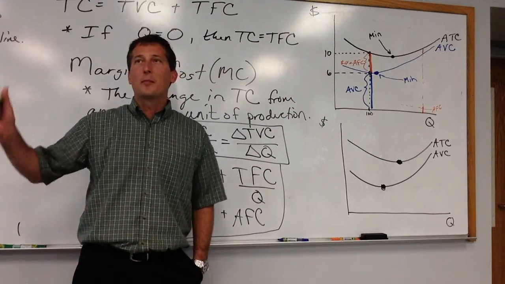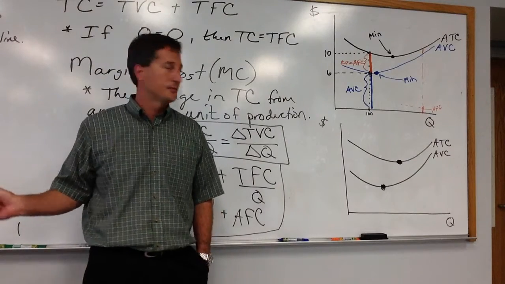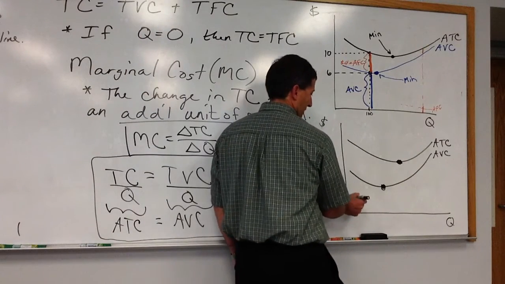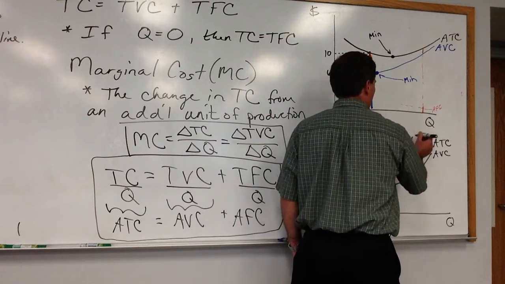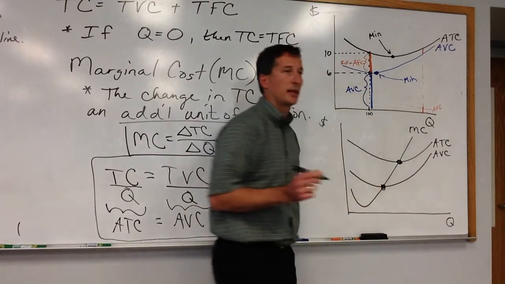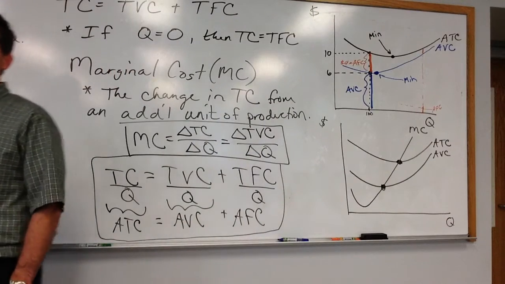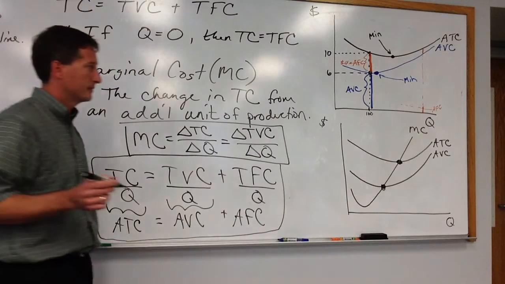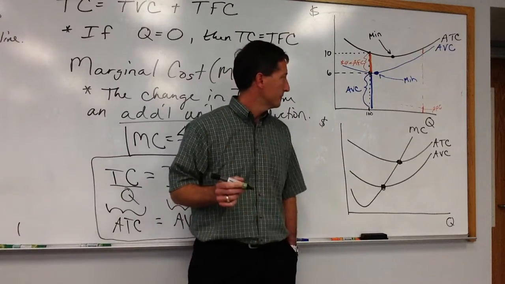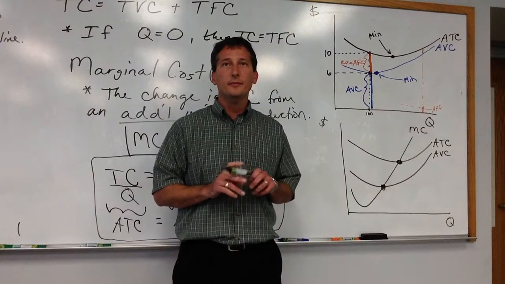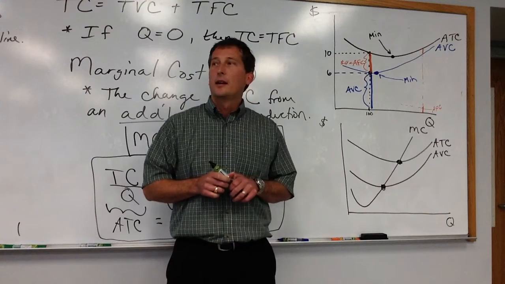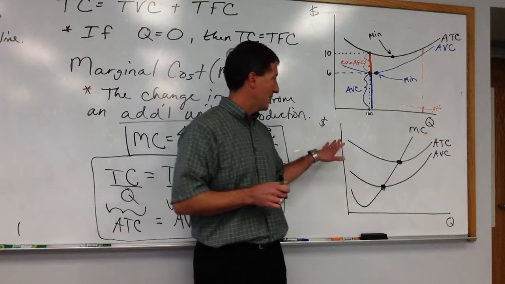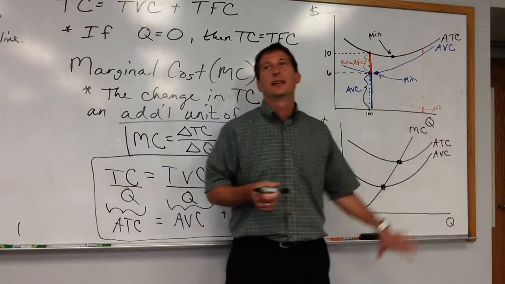And now we draw the marginal cost curve. The marginal cost curve is J-shaped and swoops up, cutting through those minimum points. Just like that. All right. Why does it do that?